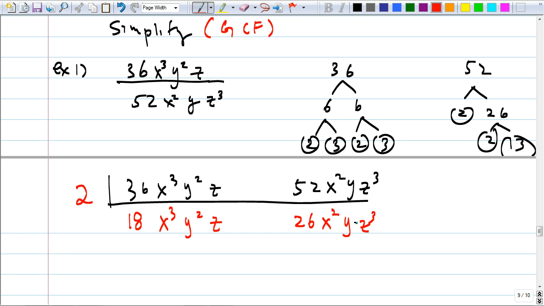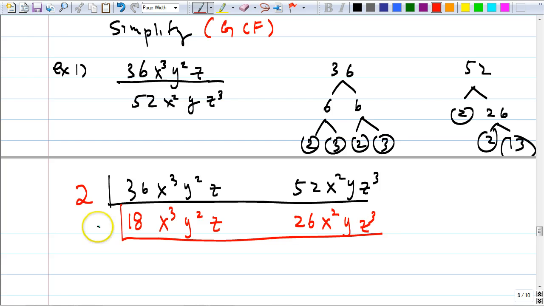Wait, isn't it like 2 squared? Yeah, if you saw that already, 2 squared is 4. You could have done it with 4 if you wanted to. But if you didn't see it, that's why you could keep going. I wanted to show that example where you could just keep going like this. Then, what goes into 18 and 26? They're both even, so 2 again.